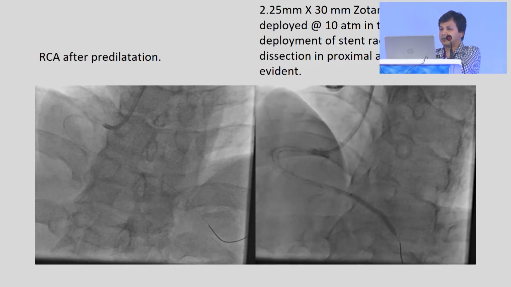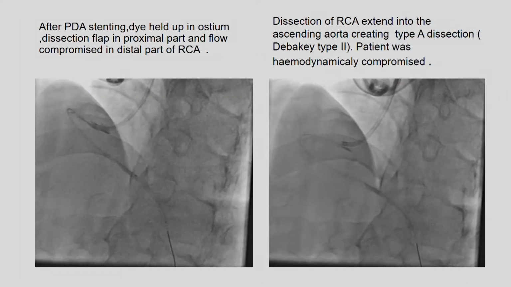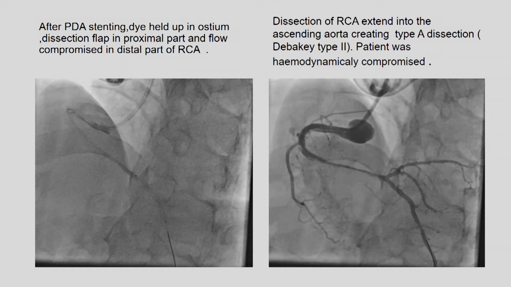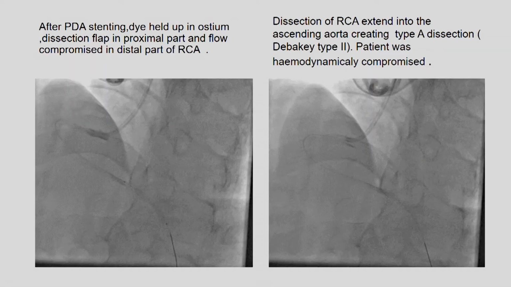During the deployment of the stent, radiological features of dissection in the proximal and mid part of the RCA were evident. At that time the patient also became hemodynamically compromised, and after PDA stenting, dye held up in the ostium. There was a dissection flap in the proximal part and flow compromise in the distal part of the RCA.